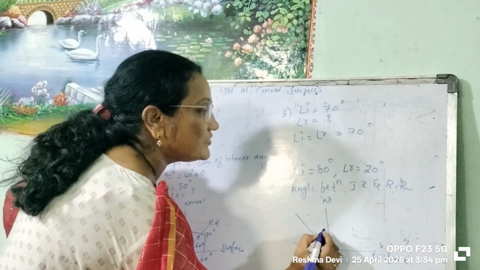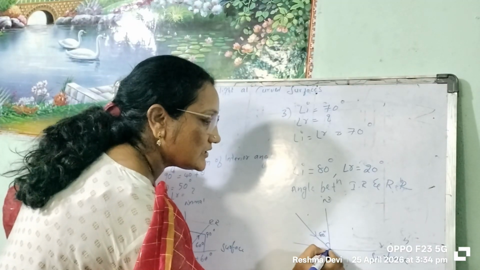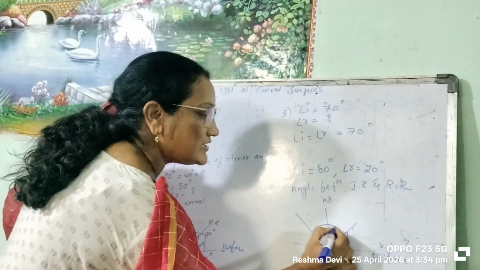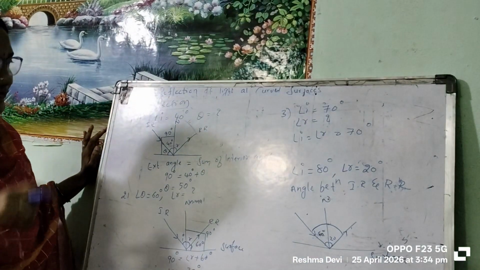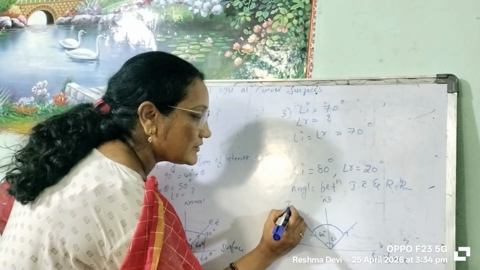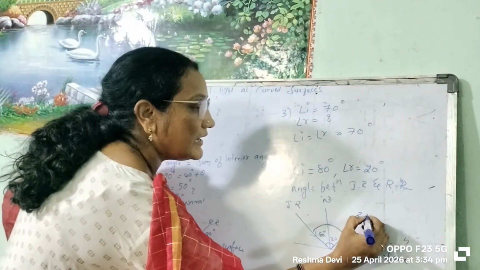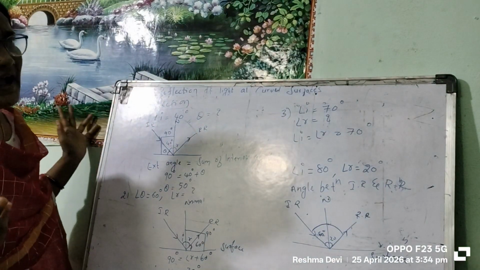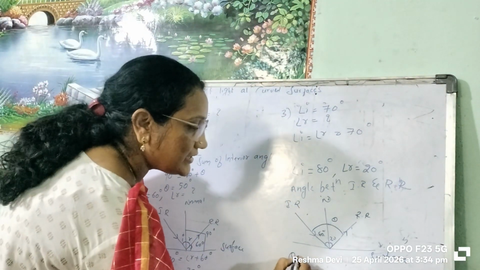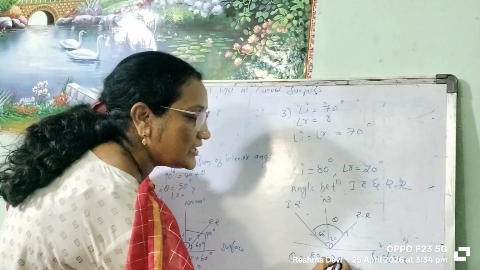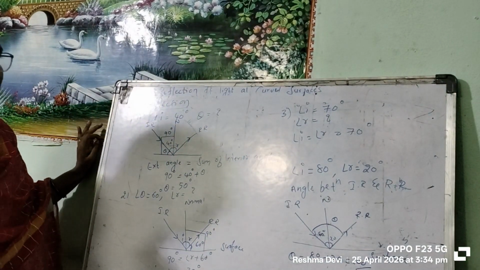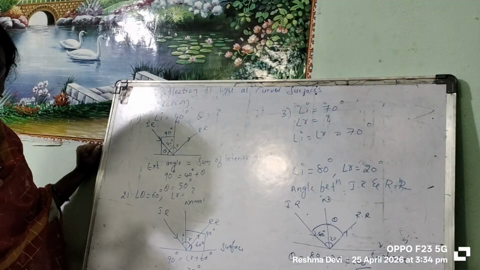How much is the angle of incidence? 80 degrees. How much is the angle of reflection? 20 degrees. He is asking to find the angle between the incident ray and the reflected ray. As usual, you assume this as theta. Exterior angle is equal to the summation of interior angles. A very simple method of solving the problems.